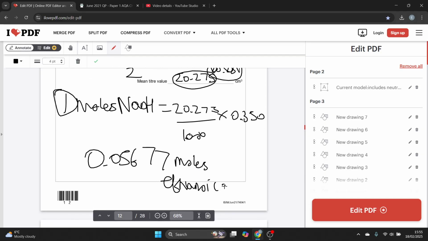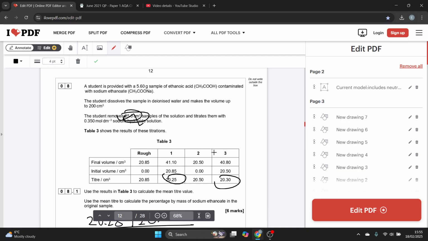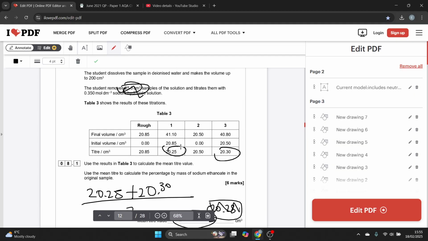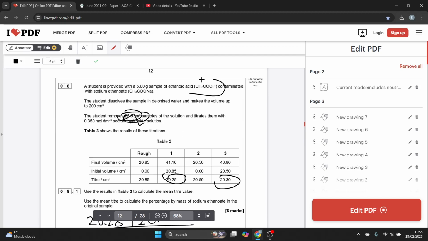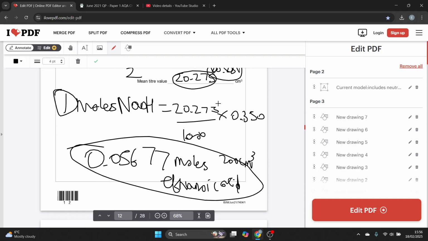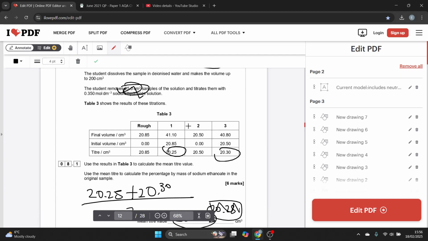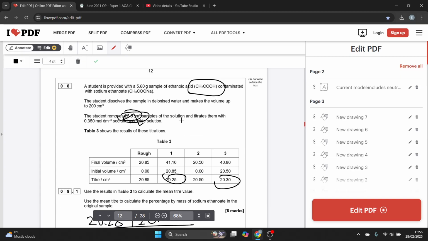Ethanoic acid in 200 centimetres cubed. Then I'm like, okay, I've got the moles. Moles is mass over MR, right? So what's the mass? The moles times the MR of ethanoic acid, which is 24, 27, 32, 33... 60. So 60 times 0.05677, and I get 3.4062. And what is that the mass of? That's the mass of ethanoic acid.